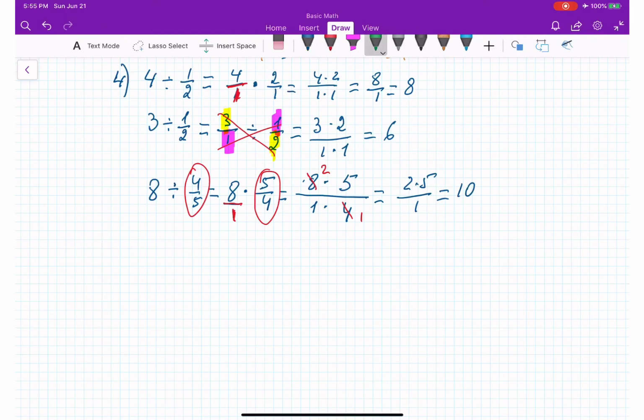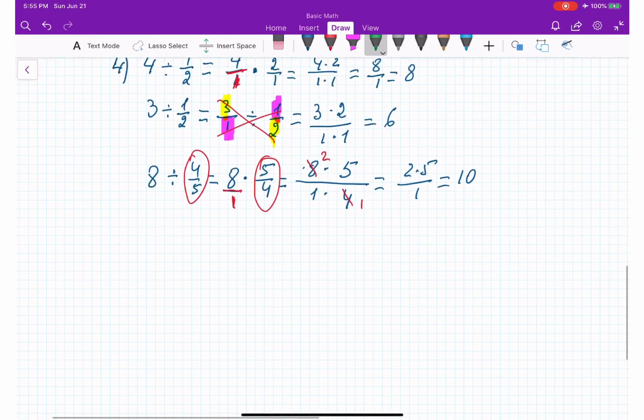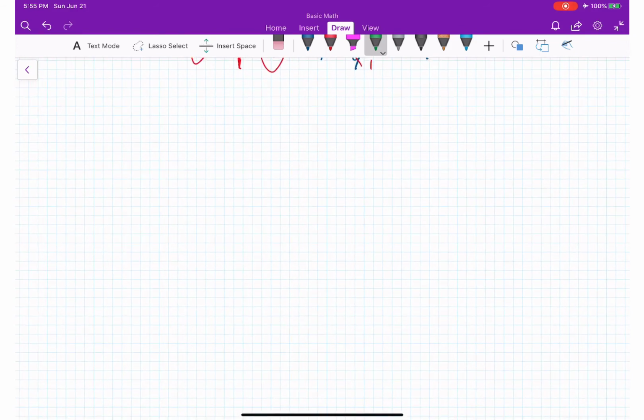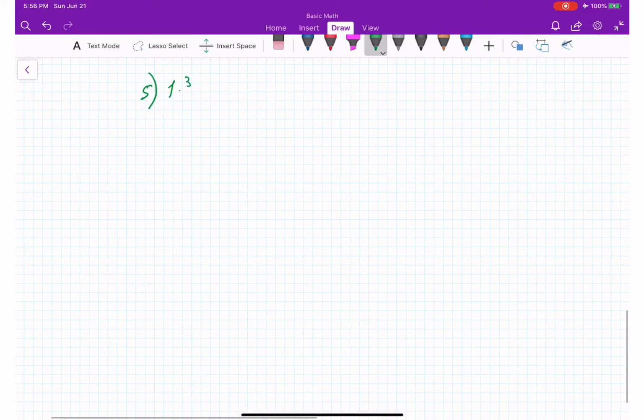Okay. So we are moving now. Division of mixed fractions. For fifth case. Division of mixed fractions. So 1 and 3/4 divided by 2 and 5/8. So before we divide mixed fractions, we have to convert into improper fraction.